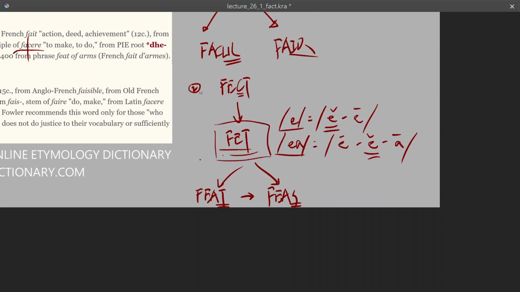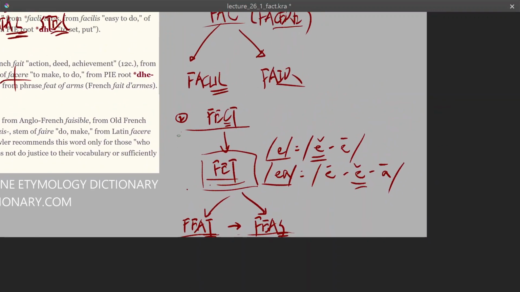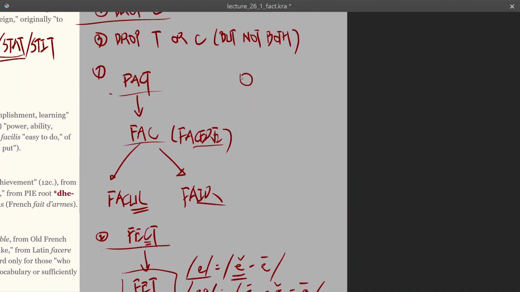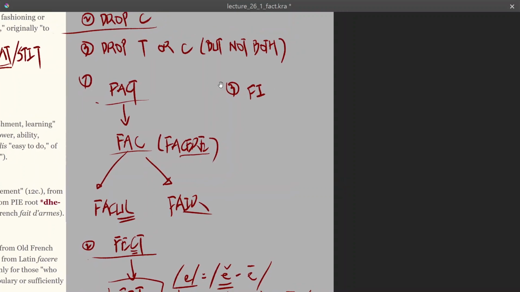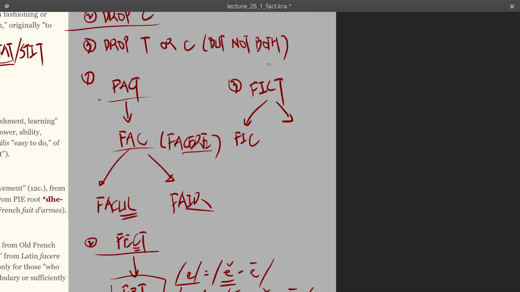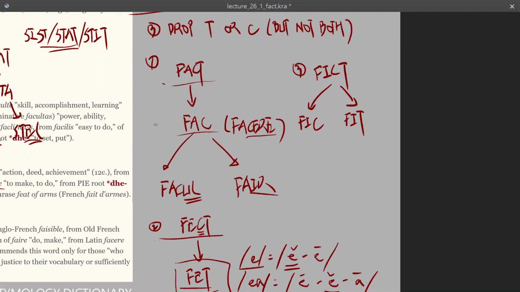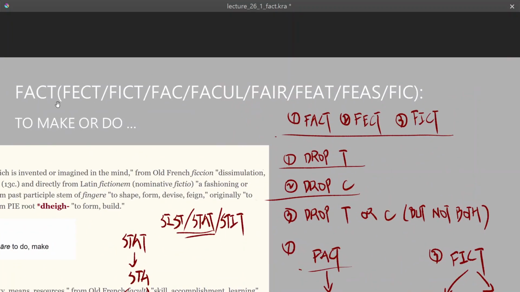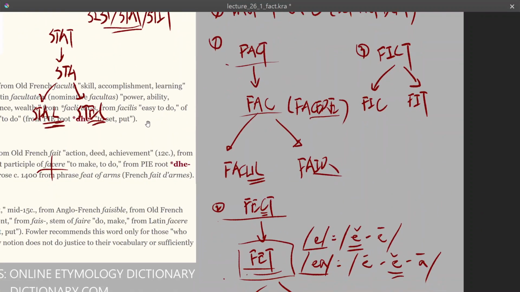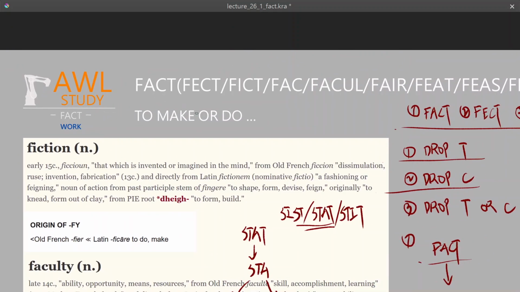Lastly, we have drop C or T, but not both. So we drop T, we have fic, and drop C, we have fit. And that's it. That's the way I memorize the root and its variants. Alright, so I hope that helps you guys remember or memorize the root and its variants, meaning to make or do something.